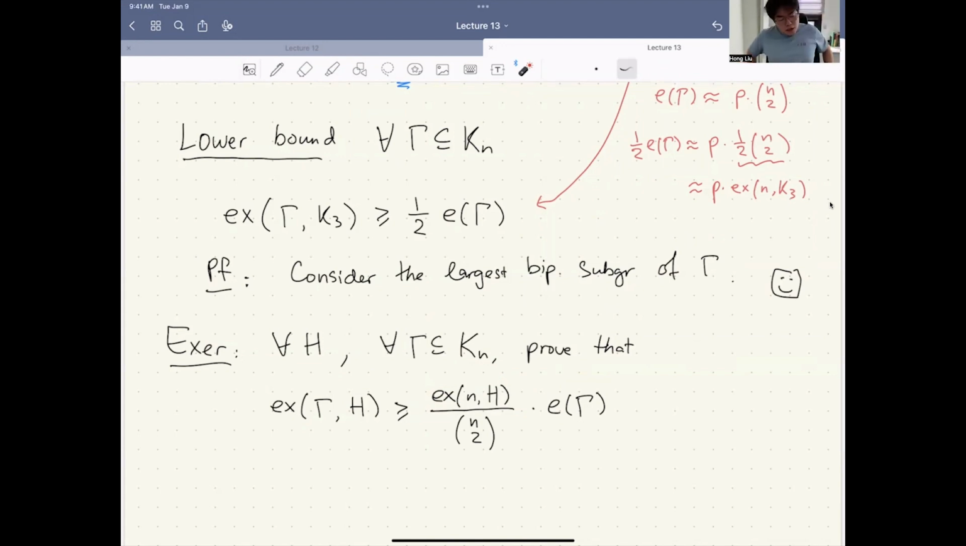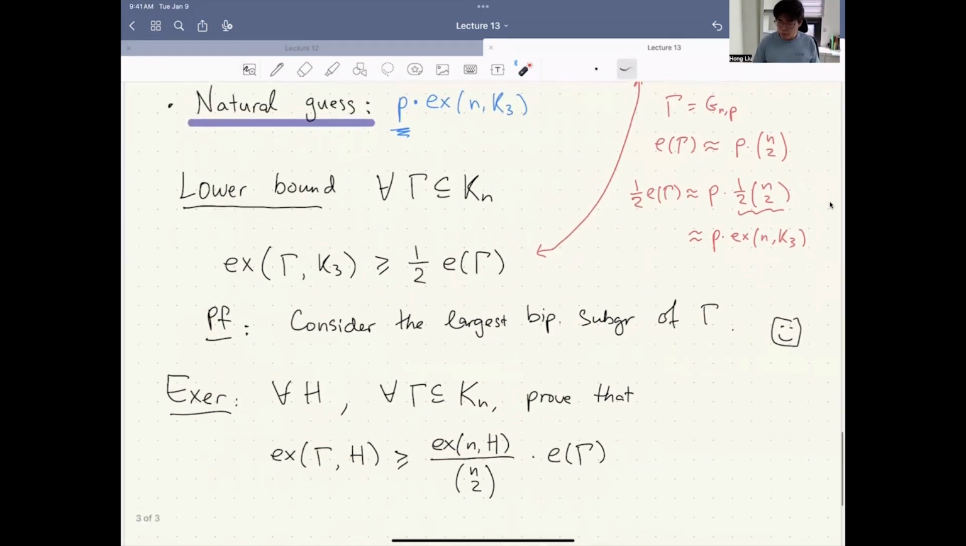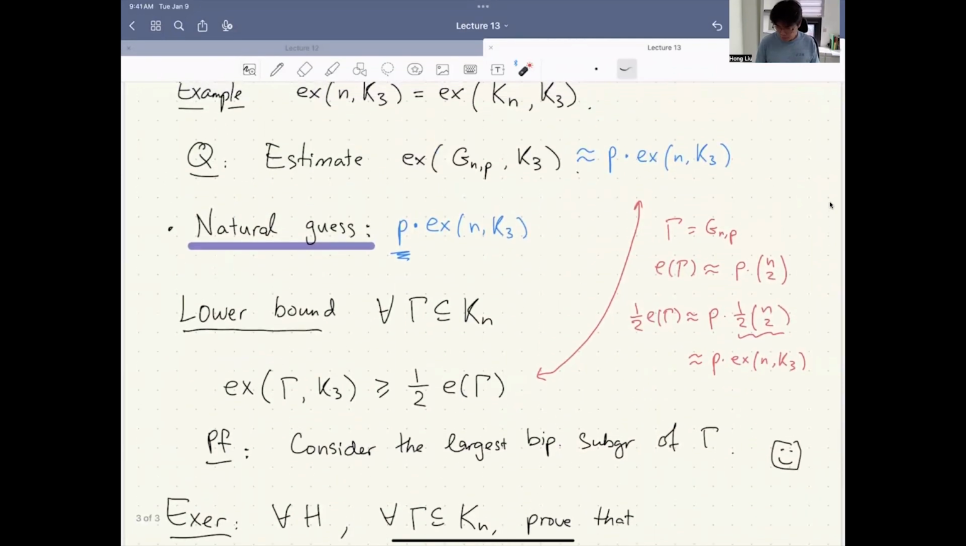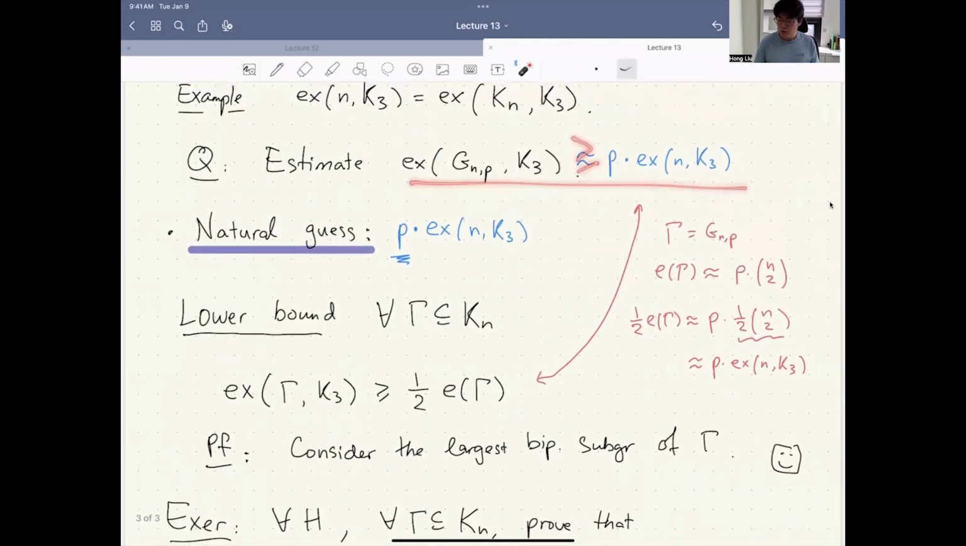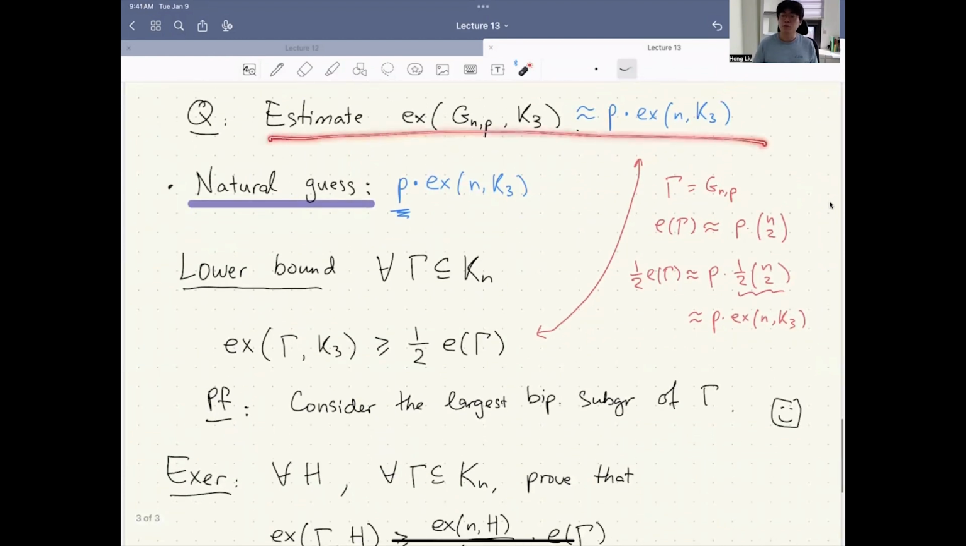All right. Now, using this exercise, we've already proved the lower bound, as we said. The lower bound is true, deterministically in fact. So we need to prove the upper bound to finish this problem, to show that this natural guess is correct.